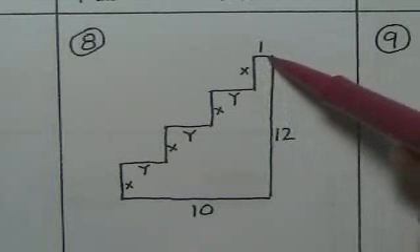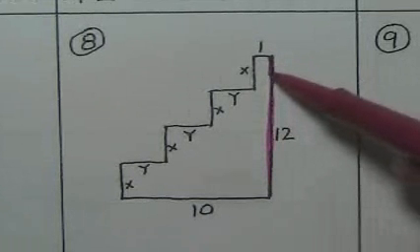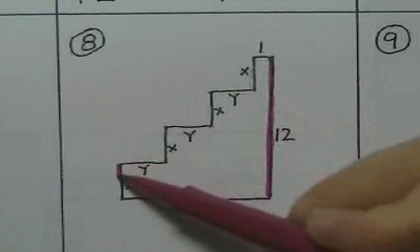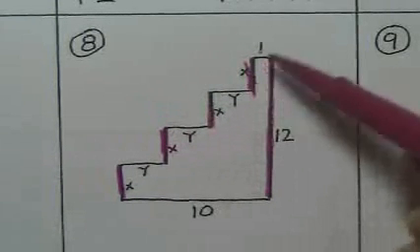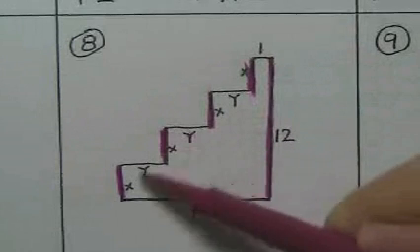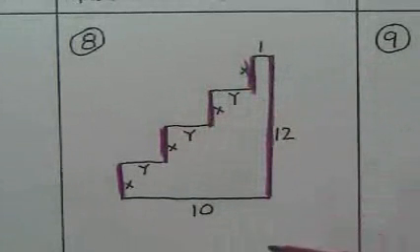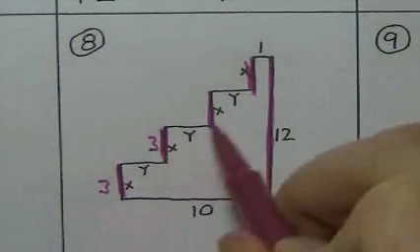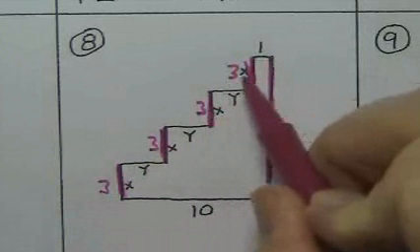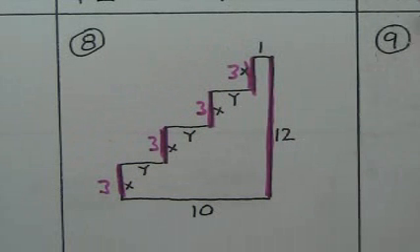On number 8, the total height is 12. So that must mean that these 4 right here equal 12. And there's 4 of them. 4 of the same number equal 12. Well, it must be 3. 3, 3, 3, and 3 make 12.